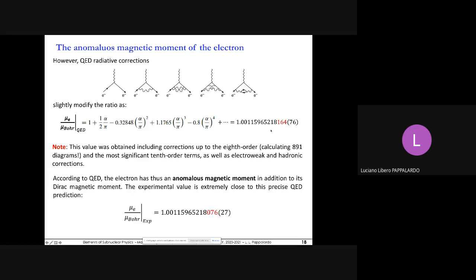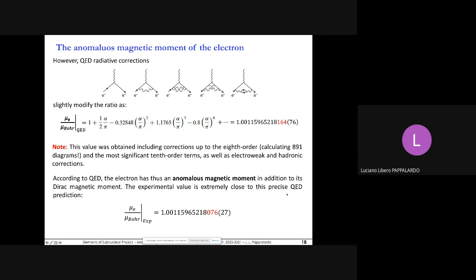How can we compare this with experiment? The experiments have also become extremely precise in this field, so one can really make a one-to-one comparison between theory, the QED prediction, and experiment. According to QED, the electron has some anomalous magnetic moment, which is something more than just the Bohr magneton, in addition to the Dirac magnetic moment. Now, the experimental value is also extremely precise and also extremely close to this precise QED prediction.